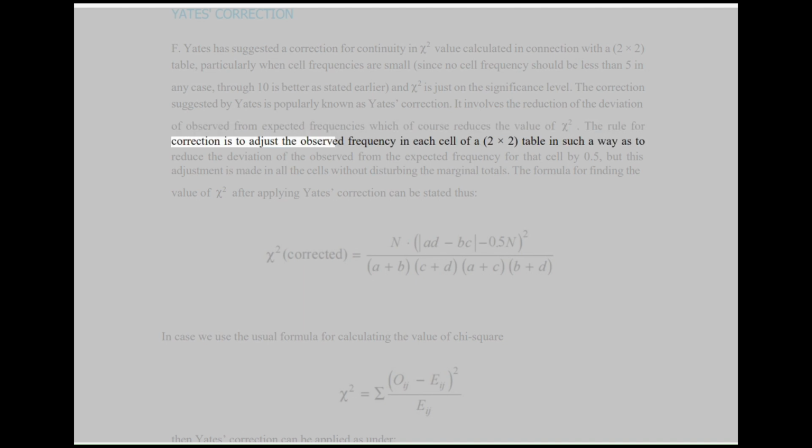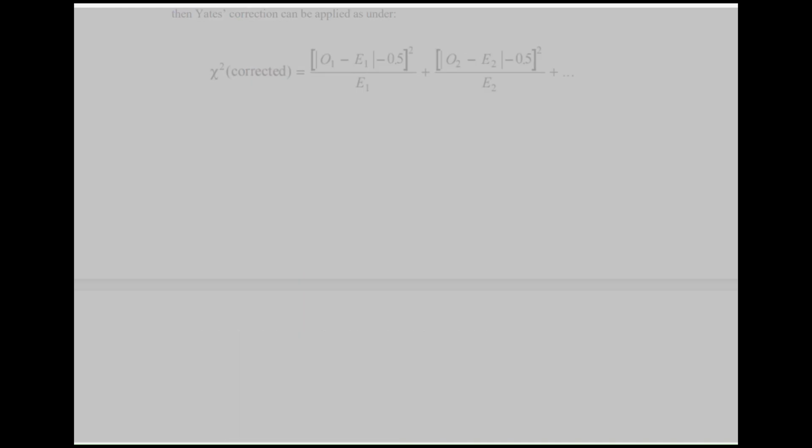The rule for correction is to adjust the observed frequency in each cell of a 2 times 2 table in such a way as to reduce the deviation of the observed from the expected frequency for that cell by 0.5, but this adjustment is made in all the cells without disturbing the marginal totals. The formula for finding the value of chi-square after applying Yates correction can be stated thus. In case we use the usual formula for calculating the value of chi-square, then Yates correction can be applied as under. Chi-square corrected is equal to.